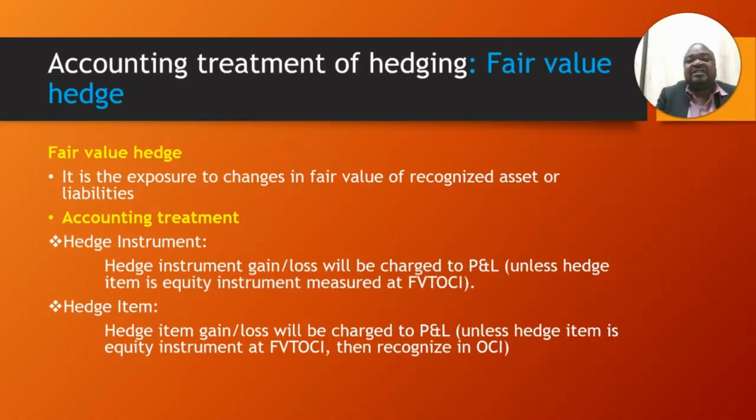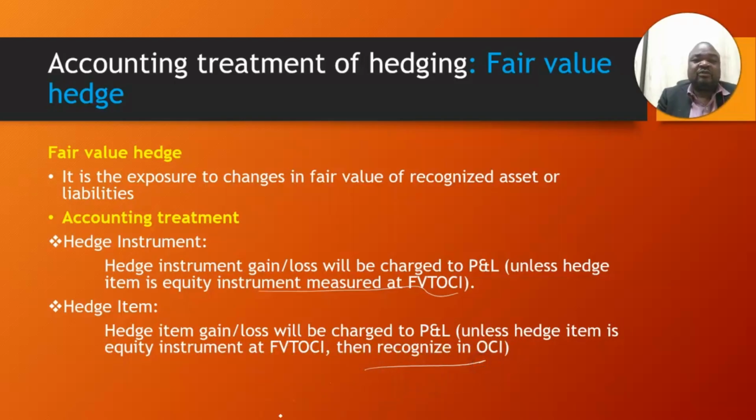Accounting treatment of hedging. Now, fair value hedge: it is the exposure to changes in fair value of a recognized asset or liabilities. The accounting treatment here is that the hedge instrument gain or loss will be charged to profit or loss unless the hedge item is an equity instrument measured at fair value through OCI. Hedge item gain or loss will be charged to profit and loss unless the hedge item is an equity instrument at fair value through OCI, then recognized in OCI.